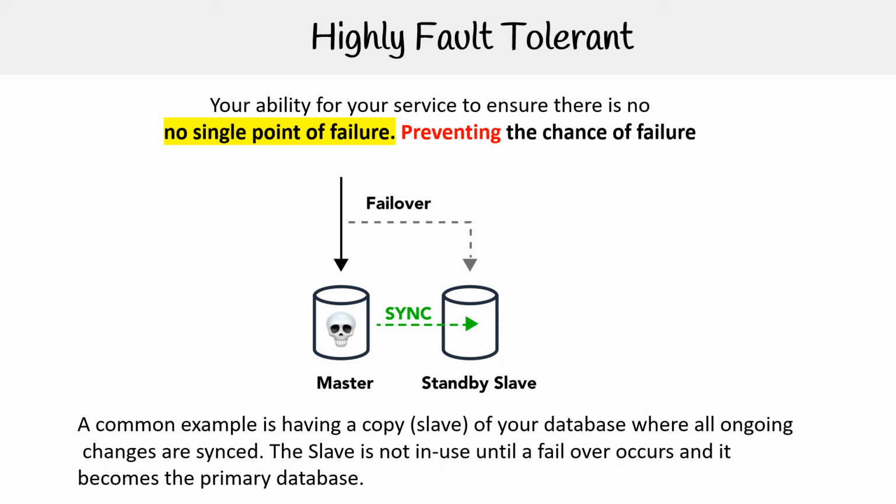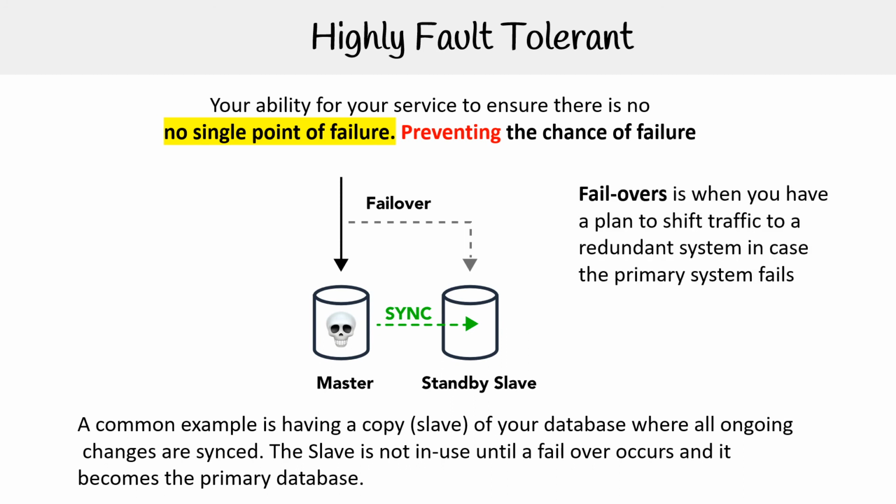And so when there is a failure, we call it a failover. That's when you plan to shift the traffic to the redundant system in the case the primary system fails. So that is fault tolerance.